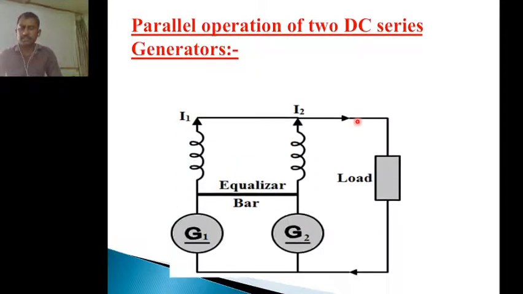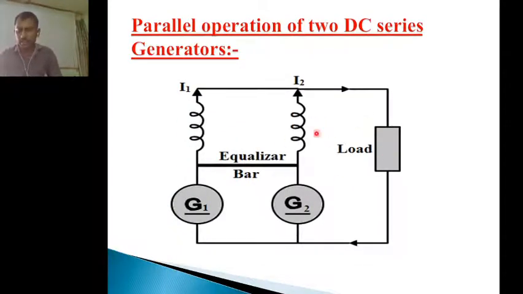Coming to DC series generators, these also connect in parallel. How do we tell that these are DC series generators? In DC series generators, the armature winding and the series field winding are both connected in series. If you connect DC series generators in parallel, there will be one problem. However, we will see that problem in the next slide. To eliminate that problem, we can provide an equalizing bar. This we will also see in the upcoming slides.